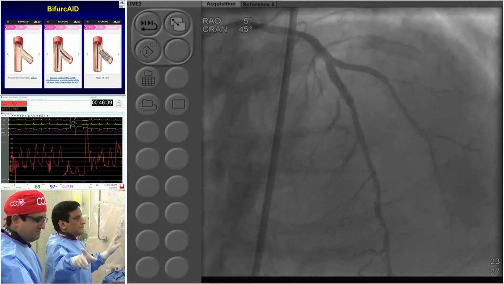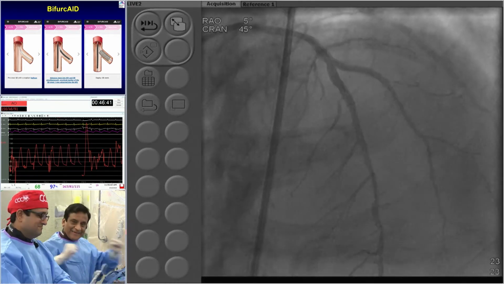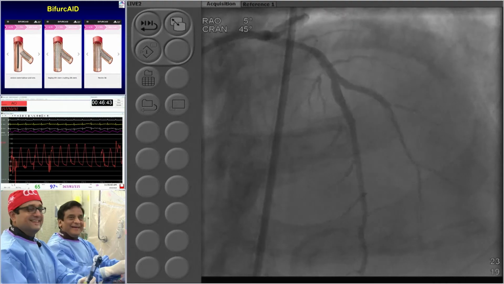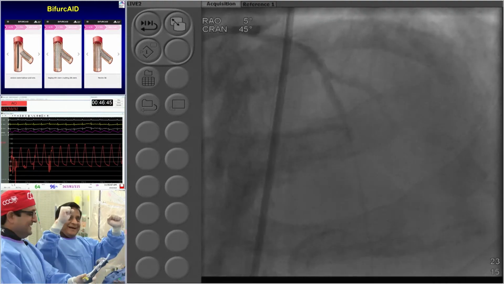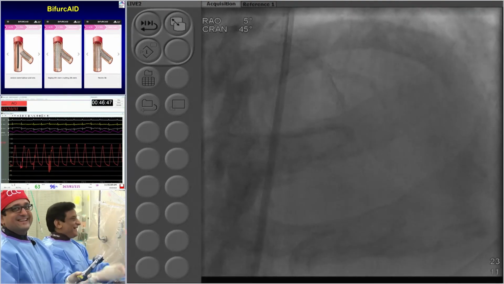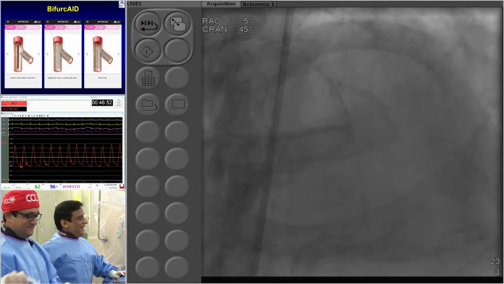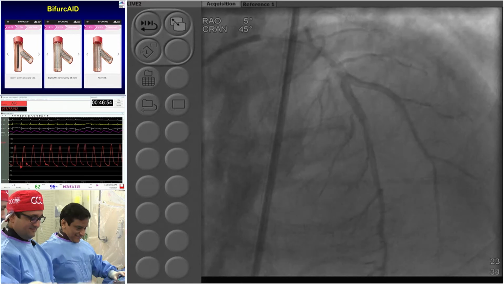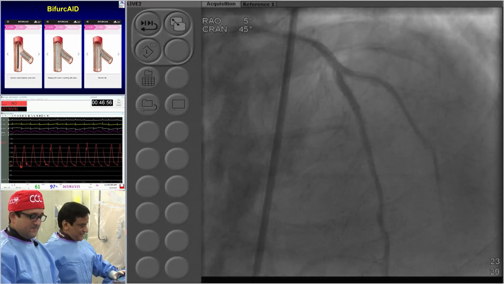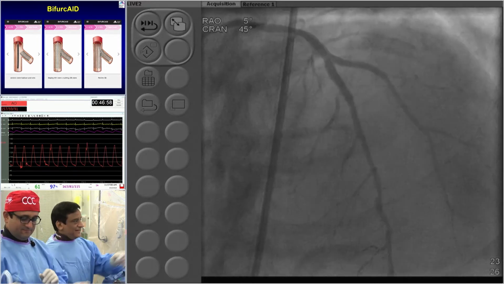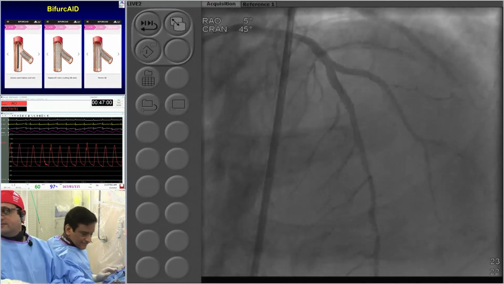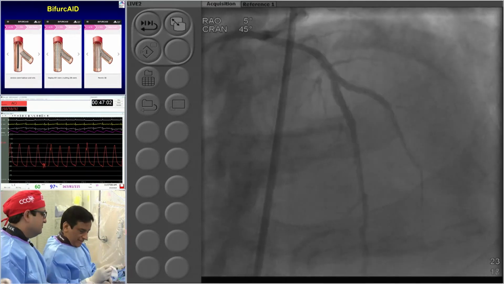100% agree with everything Dr. Sharma said. I think his description is very good and really the way it should be done. The rotablation of the diagonal is essential. If you don't do that, just stay provisional, do nothing, and just don't do that. Perfect. Very good.